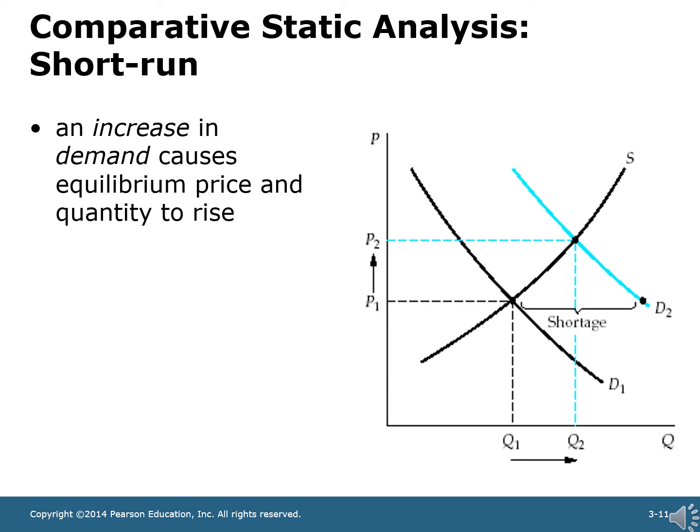If the price remained at P1, the quantity demanded would increase to Q3, but the quantity supplied would remain at Q1. So we would have a shortage, which is the difference between those two quantities.